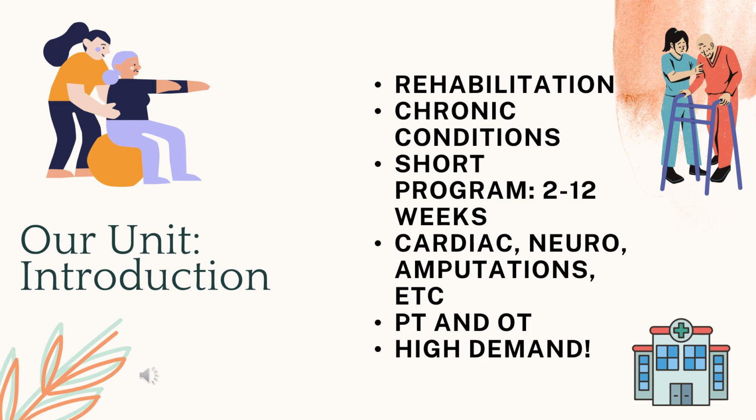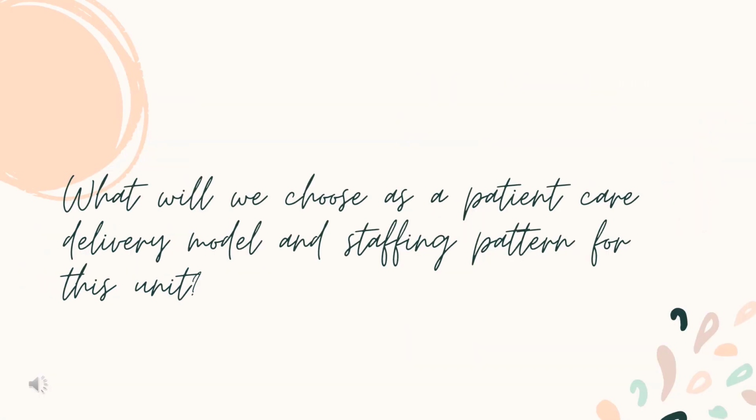This unit will be part of a multidisciplinary team that includes an occupational and physical therapist. Given the high demand for these services in our community, we anticipate a waiting list for beds. So what will we choose as the patient care delivery model and staffing pattern for this unit?